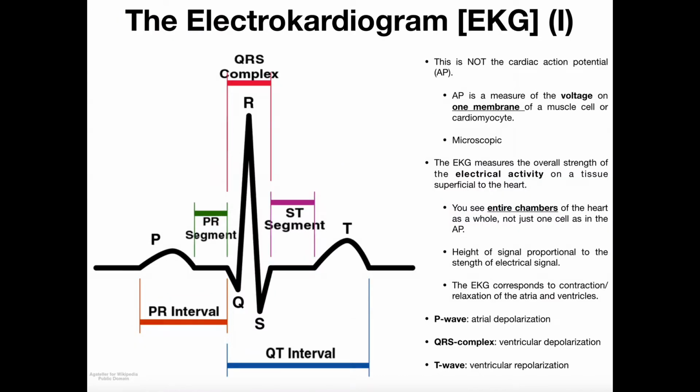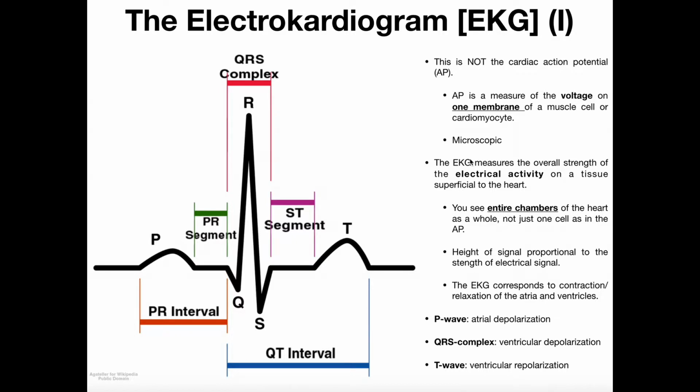Electrocardiogram is often confused by students because it's also looking at depolarizations and repolarizations, but the EKG, as it's often called, is something entirely different. So this is not the cardiac action potential. I want to make that perfectly clear. Even though we are going to have things like atrial depolarization and ventricular depolarization, this is not the cardiac action potential, because the cardiac action potential is just a measure of the voltage on one membrane of one muscle cell of a cardiomyocyte. One cell. This is more of a microscopic feature.